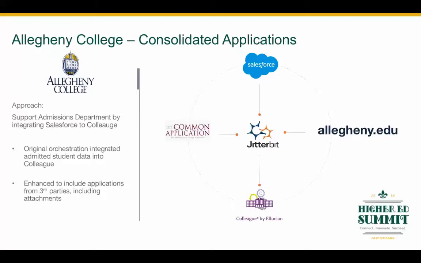Allegheny's original orchestration supported the admissions department's use of Salesforce by integrating admitted student data into Colleague. This first phase was up and running in less than a week. They then continued to enhance the admissions department use by bringing third-party applications from the common application form into Salesforce. They were able to do this and include attachments like videos and PDFs that the students included as part of their application.